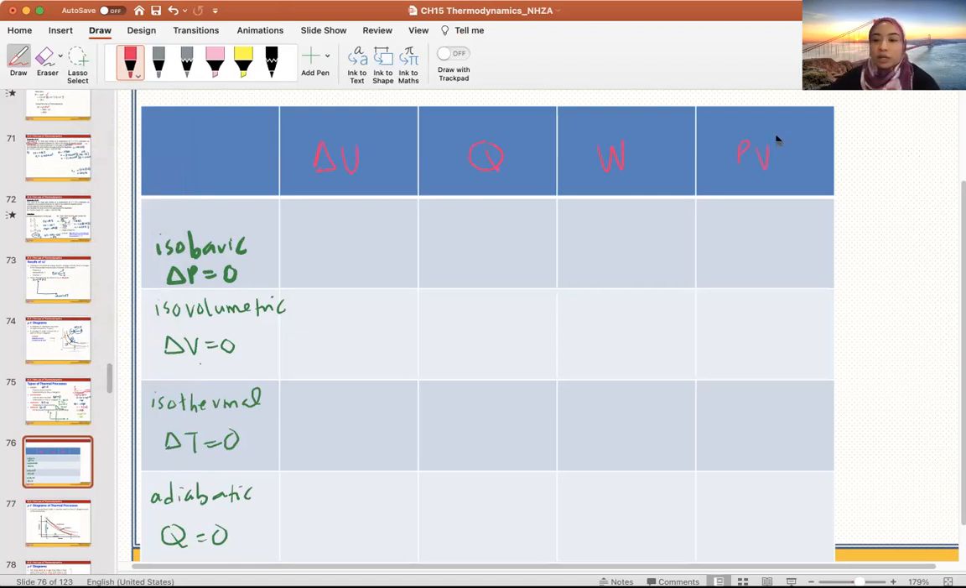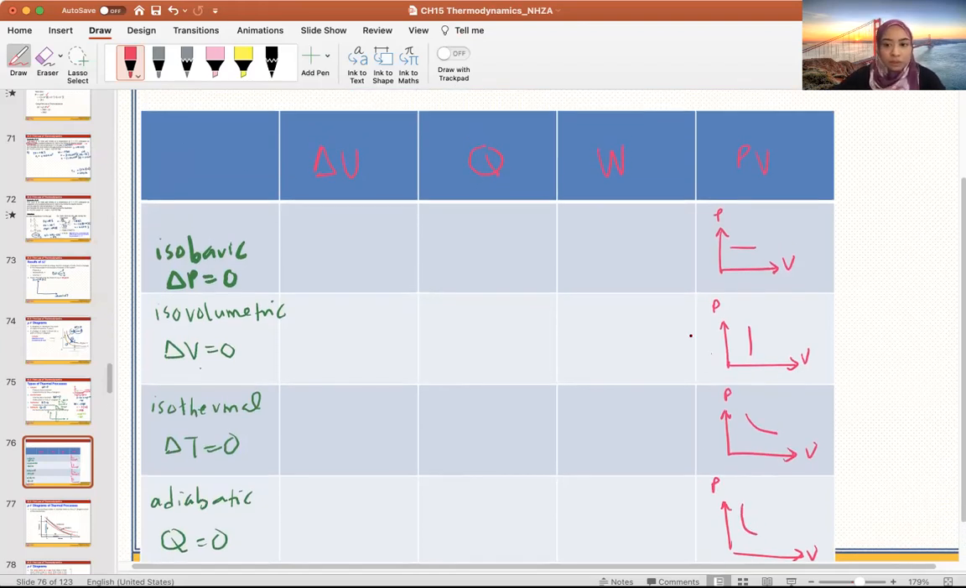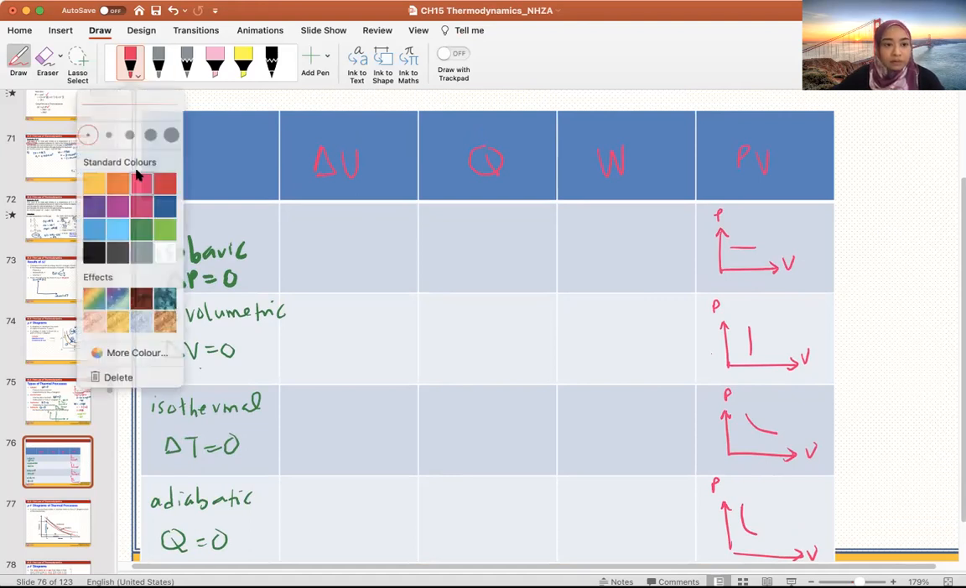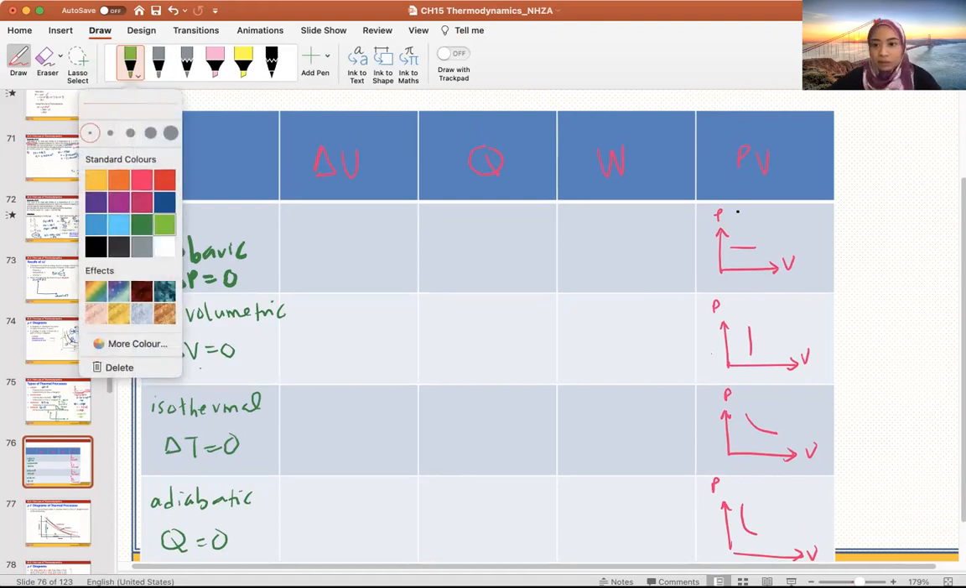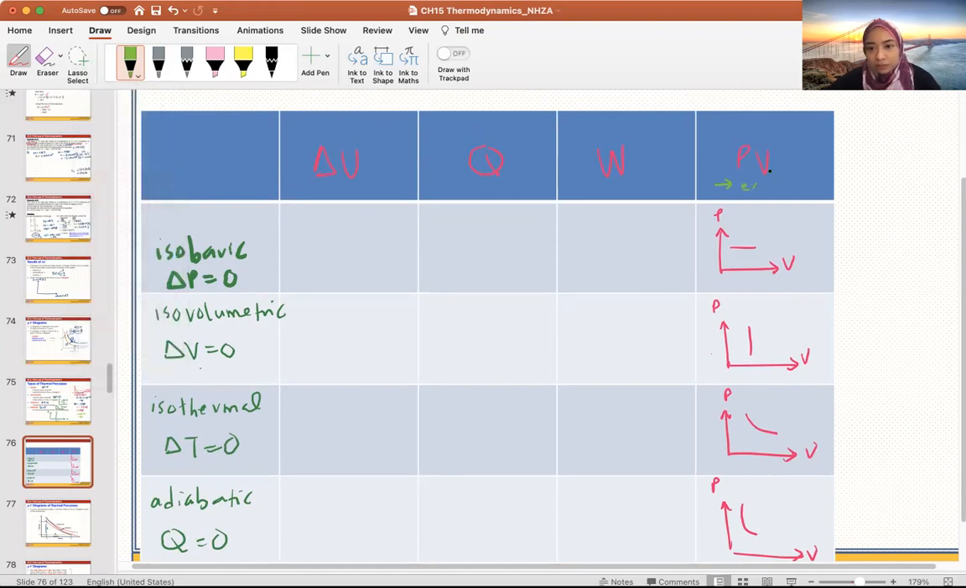So PV diagram, we know isobaric is easy, straight line, horizontal. It looks like that. Okay, so this is PV. Isovolumetric, we already learned, straight line, vertical, PV. Isothermal, PV, curve. Adiabatic, slightly steeper curve than the isothermal. Like that. Okay. So your graph can go either to the right or to the left. So right means expansion. Wait, not enough space.